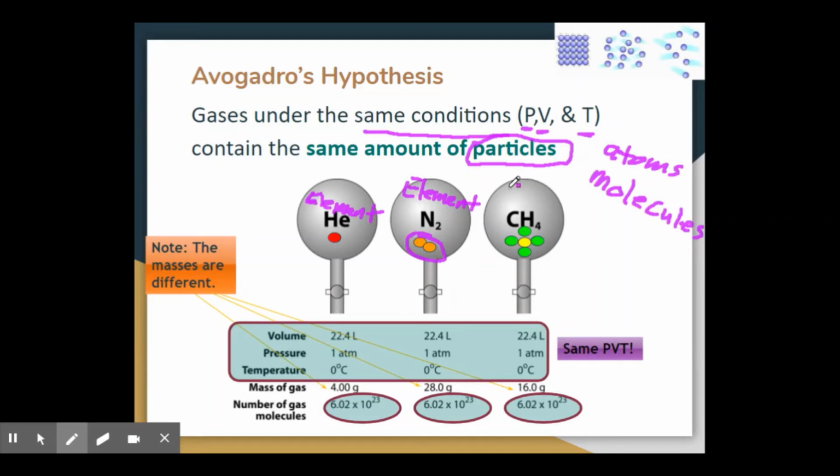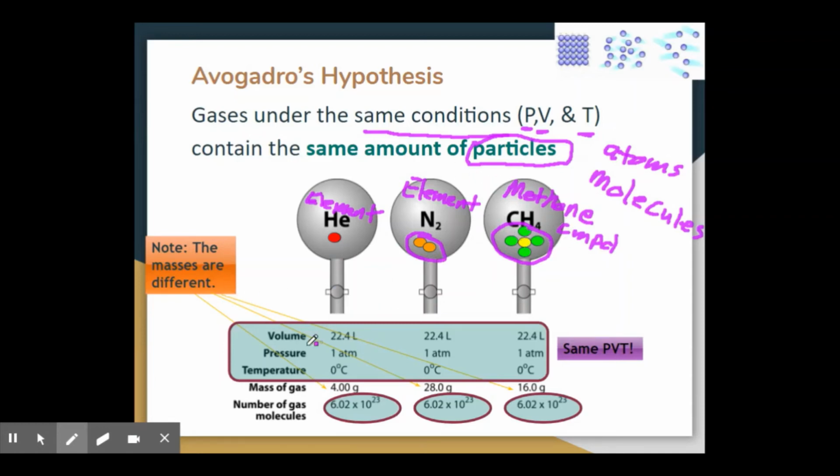Versus our last example here, methane, and methane is also considered a molecule because it's a group of atoms. And this one I know is actually a compound because they're different atoms in this situation. So Avogadro was actually able to compare elements as far as if they were atoms, molecules, and compound molecules.